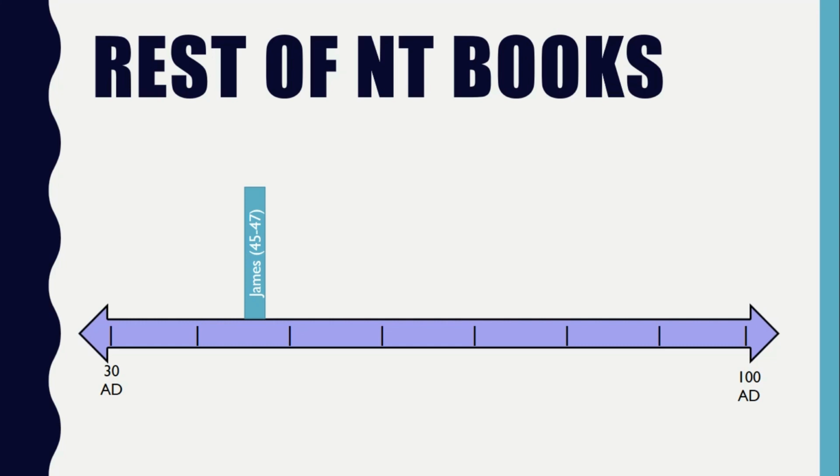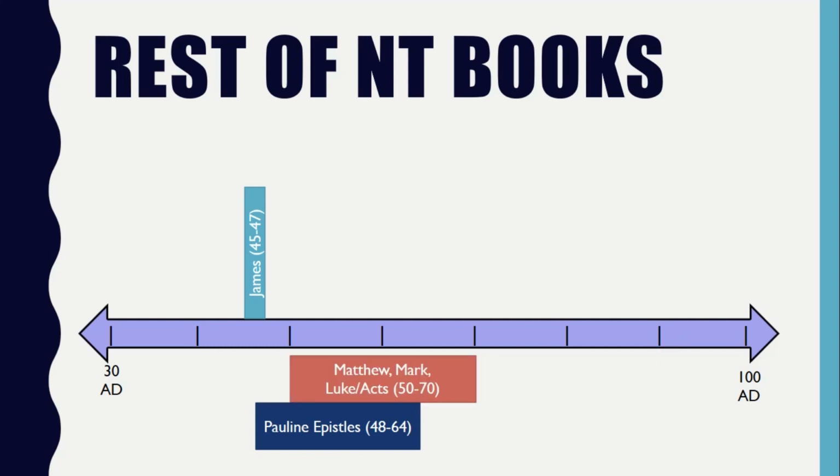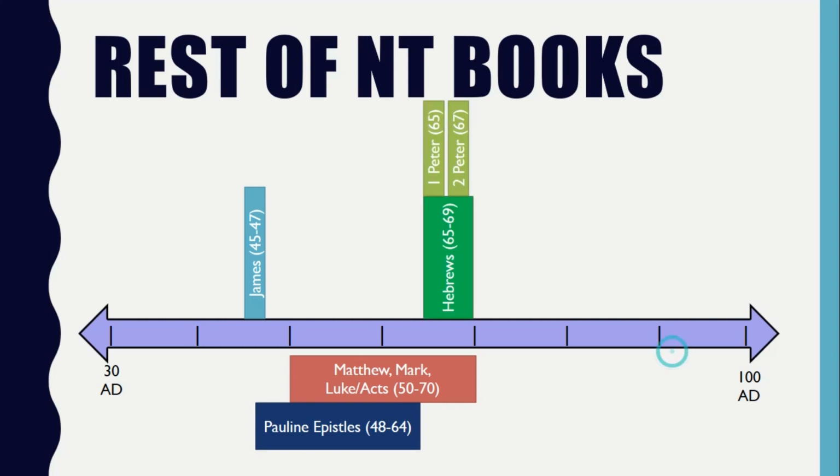James is the first book of the New Testament, written before Galatians, most likely, at about 45 or 47. The Pauline epistles are written between the time of 48 to 64, that's Paul's ministry. Matthew, Mark, and Luke-Acts. Luke-Acts was originally written as a 2-volume work by Luke, somewhere between 50 and 70. Hebrews is written between 65 to 69, and 1st and 2nd Peter are written during that time span as well.